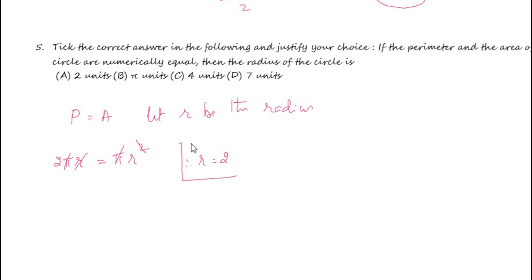That is, when the radius of any circle is 2 units, then perimeter of that circle is equal to the area of the circle numerically. So the answer is 2 units. So it is A.